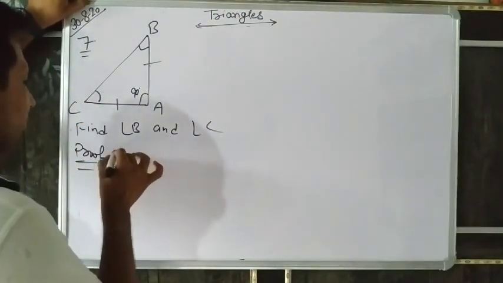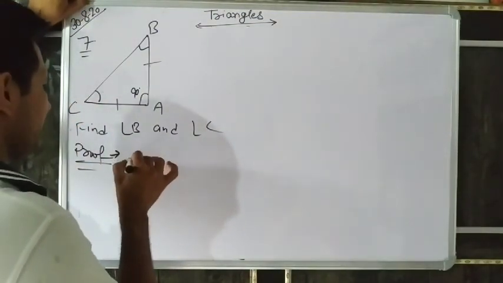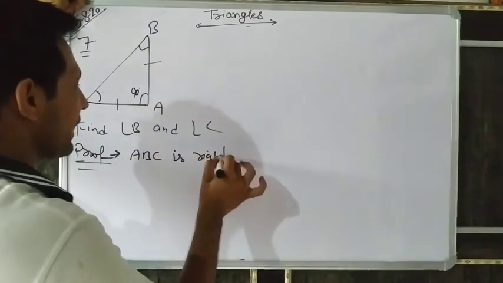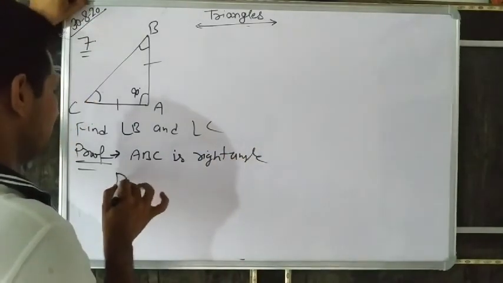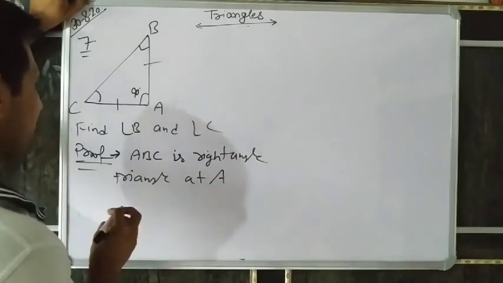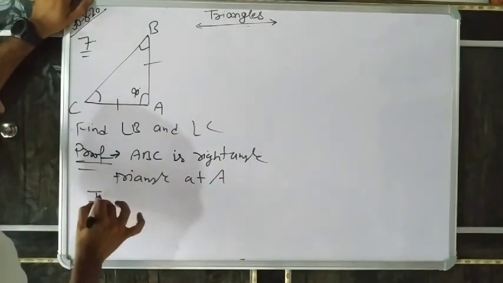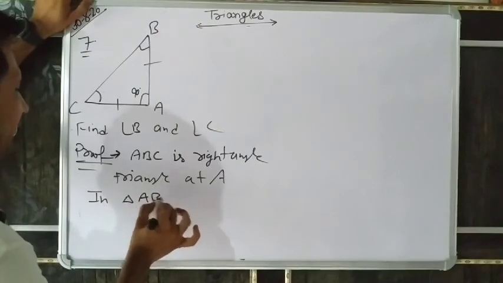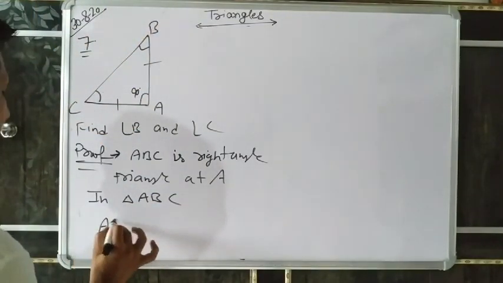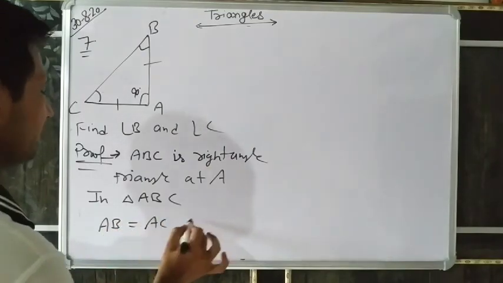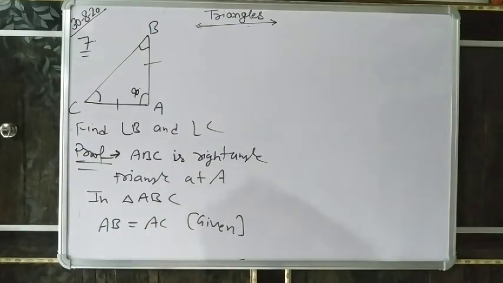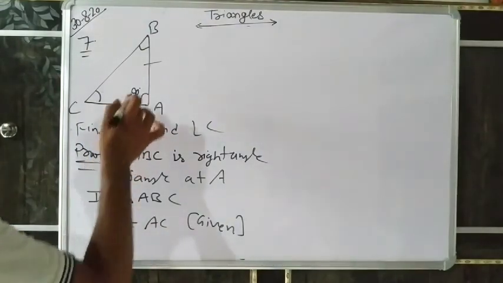Do it yourself. How will you do it? For the proof, you will write: ABC is a right angle triangle at A. Now you can write, in triangle ABC, AB equals AC given, and if AB equals AC, it means the angle opposite to AB, what angle?